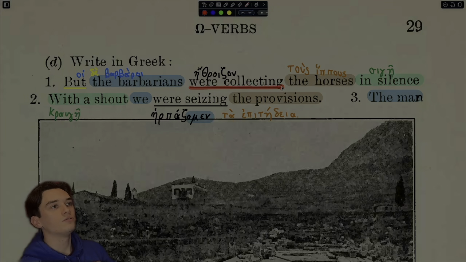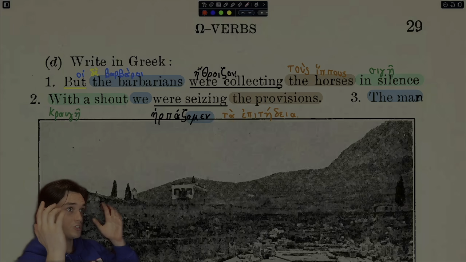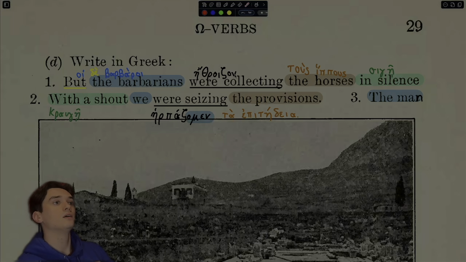We're collecting is our verb. Therefore, athroidzo is the verb that we should be thinking about. And then we should put it in the imperfect. So, third person plural, imperfect active indicative, athroidzon, tous hippus, the direct object must be an accusative, and then in silence. This oftentimes means dative, and it's a dative of manner.